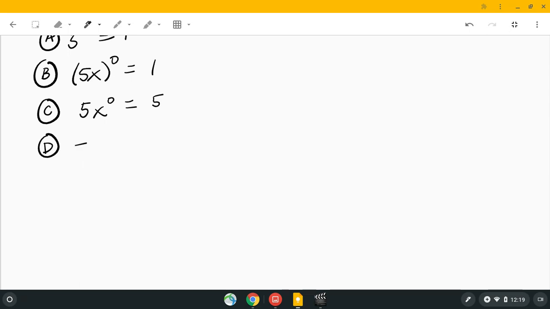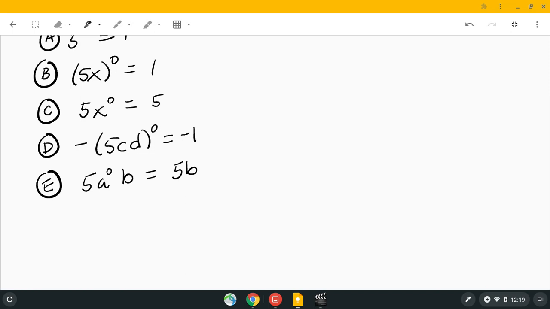And suppose I have negative 5cd to the 0. So here, only the d is the base. This to the 0 power is 1, times the negative gives me negative 5c. And then if I have this one here, that's supposed to be a 0. So here, only the one with the exponent is the base. So this is going to give us 1, so we'll be left with 5b.